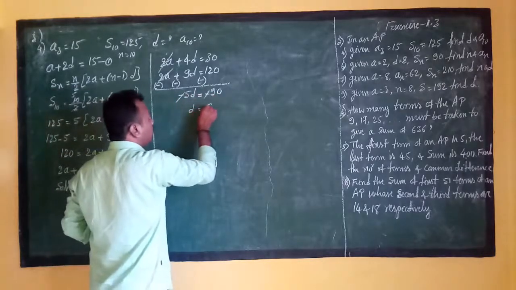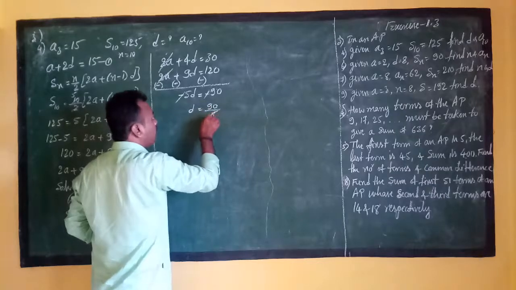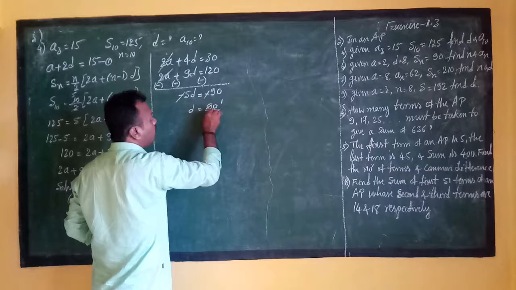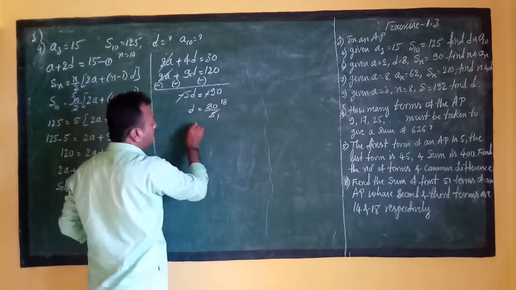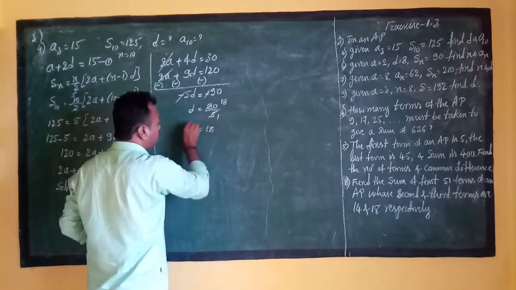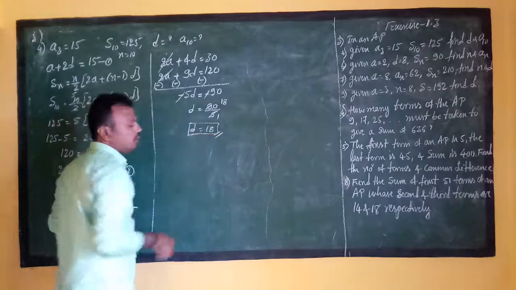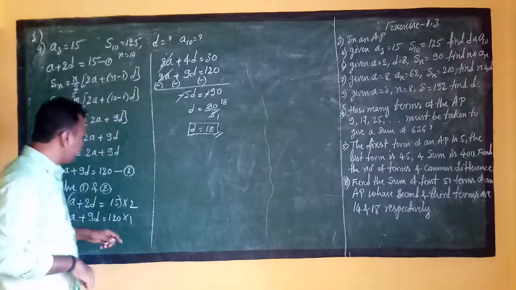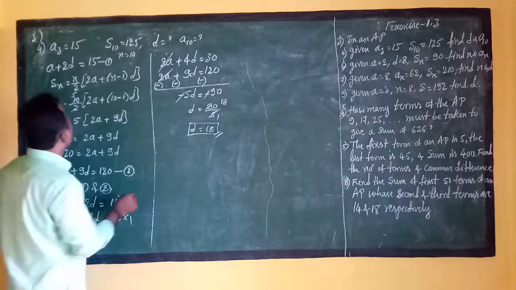d is equal to 90 by 5. 5 ones are 5, remaining 4, 44. 5 8s are 40. Therefore d is equal to 18. The d value 18 we will get. Now we have to find the a value. So what is the value of a?